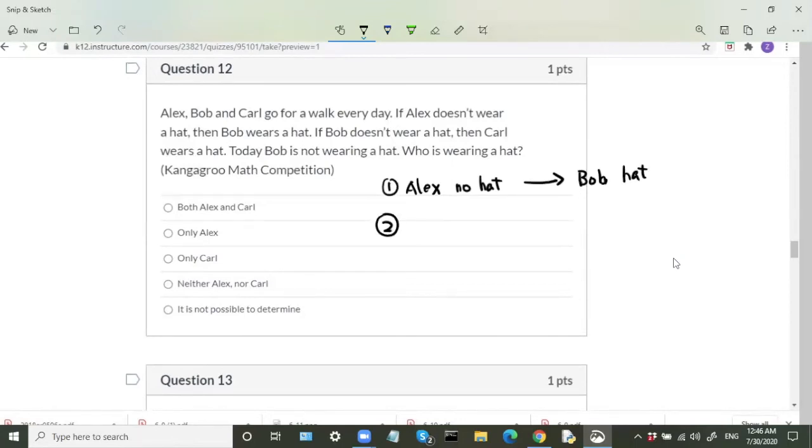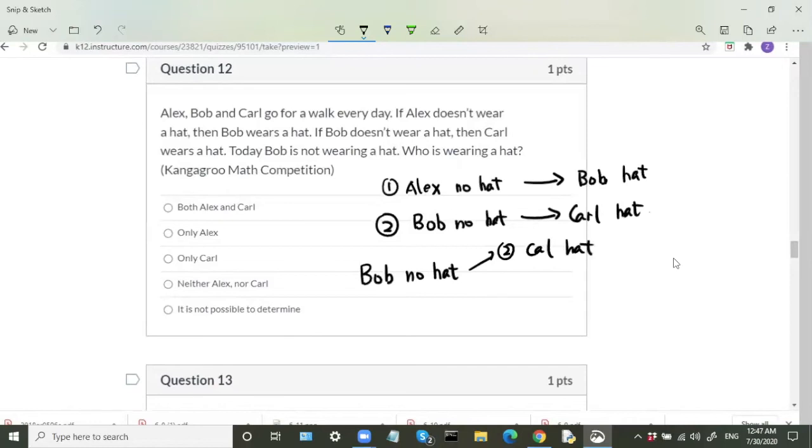So the second condition is Bob doesn't wear a hat. Bob, no hat. So Carl wears a hat. So, okay, so then we have Bob today is no hat. So who is wearing a hat? Of course, from 2, we know Carl has a hat, right? Bob no hat, Carl has a hat.